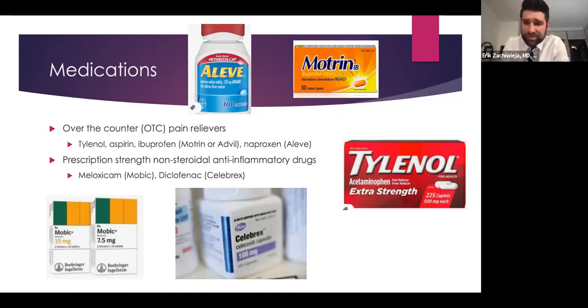We also have prescription strength anti-inflammatories, which act in a similar manner to the over-the-counter medicines, just with a little bit extra strength. And those are going to be medications such as meloxicam, or Mobic, or Celebrex, which some of you may have heard of in the past.